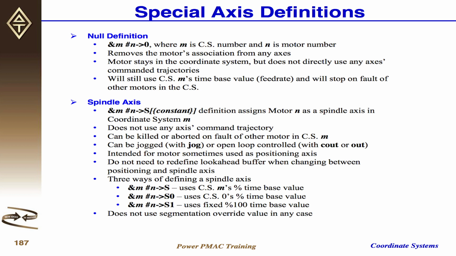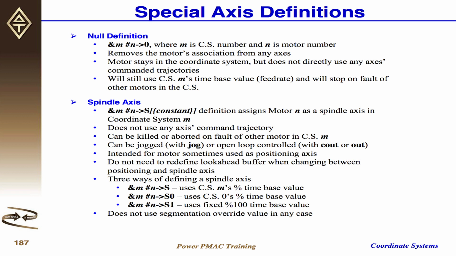And you can define it in 3 different forms. You can either point it to S, in which case you use the time base of the coordinate system that you're issuing the command. You can define it to S0, which uses the time base of coordinate system 0 always. So you can adjust the time base of coordinate system 0 without adjusting the time base of the entire coordinate system you're working in, and doing so, you'll change your spindle speed. Or you can assign it to S1, which will always have the spindle running at 100% time base. You can alter the time base of the coordinate system, change the time base of the other motors in the coordinate system, but that will always be at full speed.